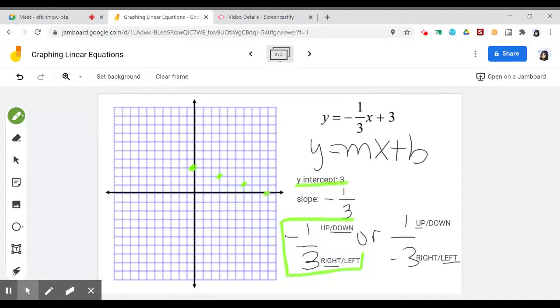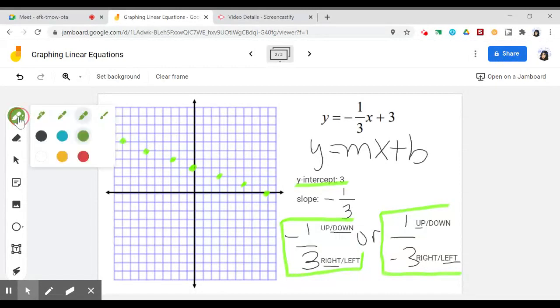If I want to get more points, I could do the opposite. So now I'm going to go 1 up, and I'm going to go 3 left. So 1 up, 1, 2, 3 left, 1 up, 1, 2, 3 left. Again, now that I've plotted my points, I could go ahead and draw my line.